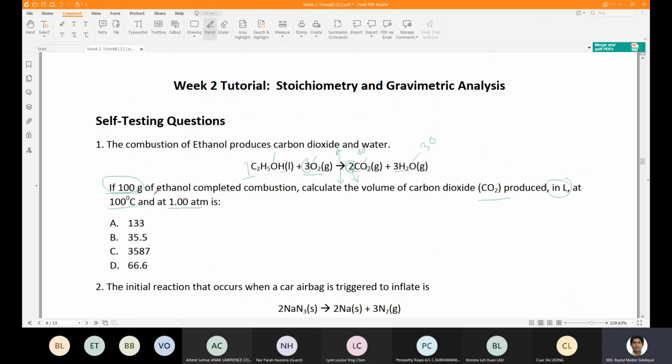Okay, the number of moles. What is the number of moles? So what is the molecular weight of ethanol? Can anybody tell me? What is the molecular weight of ethanol? How do you find the molecular weight of ethanol?